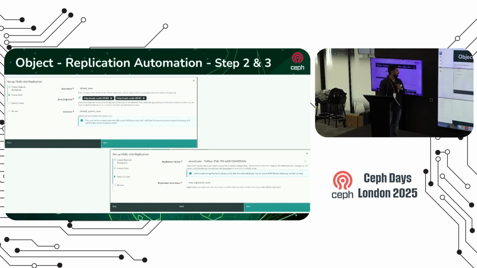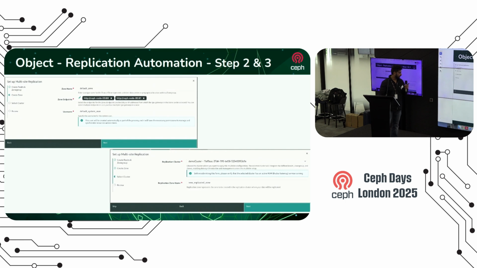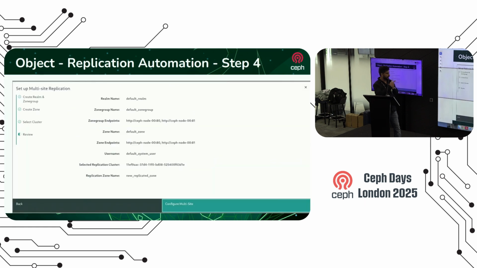This is the second step, where we are creating a zone. In the third step, on the right, you can see that you can provide a cluster, and then you can specify a replication zone on the other side. Then you can review all of it: the names that you have provided, the endpoint you have provided, the user name that you're trying to create, and the replication zone.